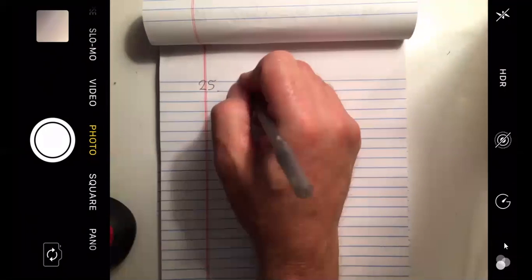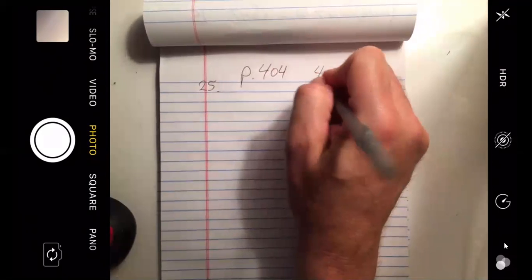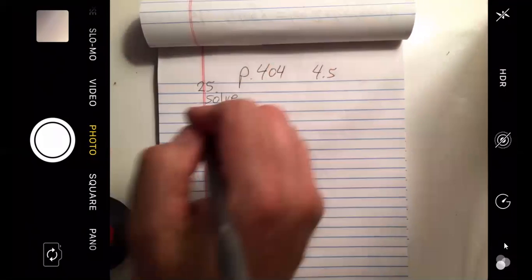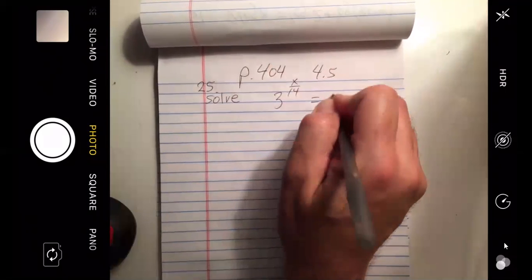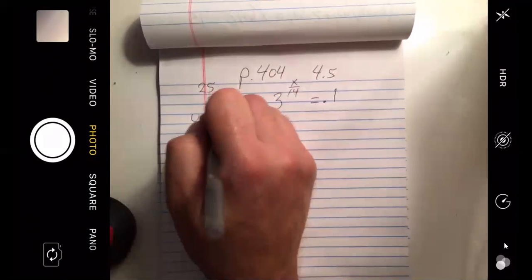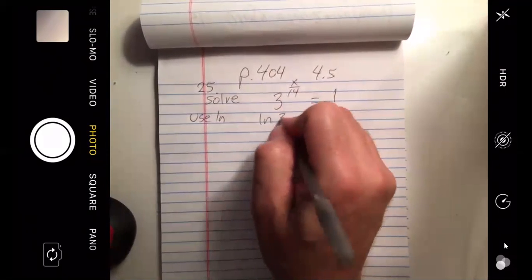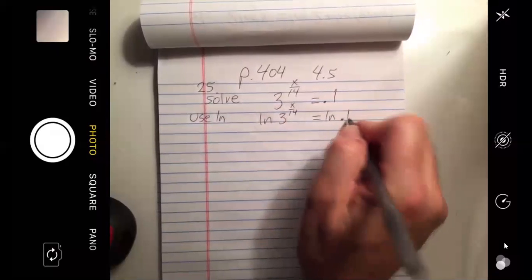Okay, this is back on page 404. Well, we're still on page 404. Section 4.5, solve 3 to the x over 14 equals 0.1. Once again, I'm going to use ln. ln of 3 to the x over 14, ln 0.1.